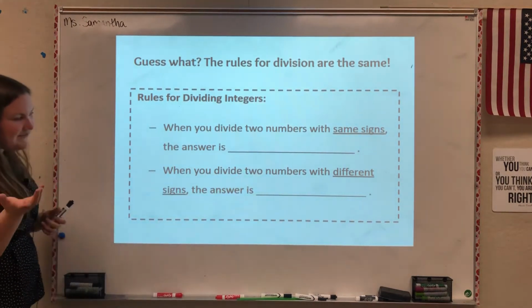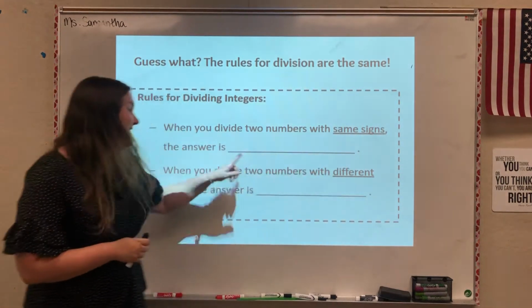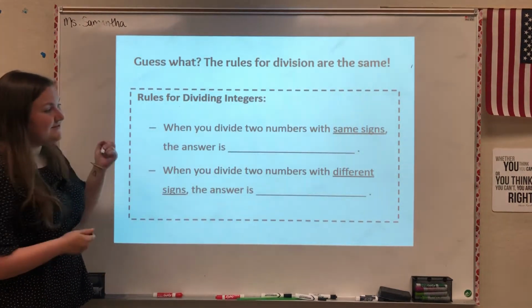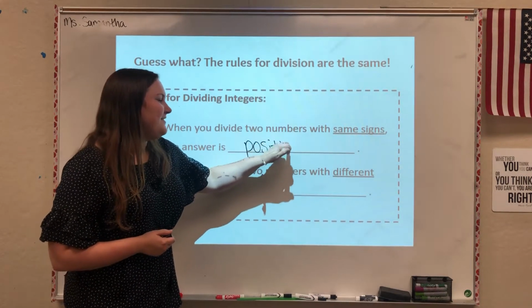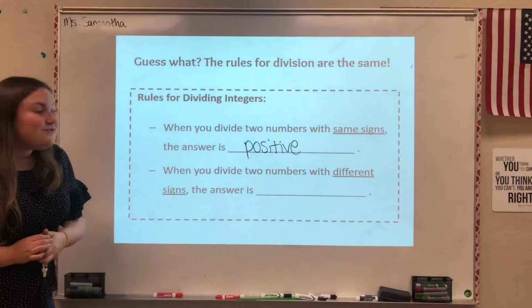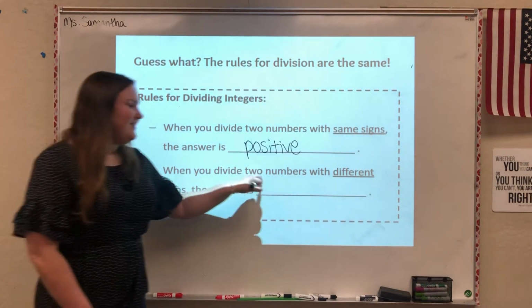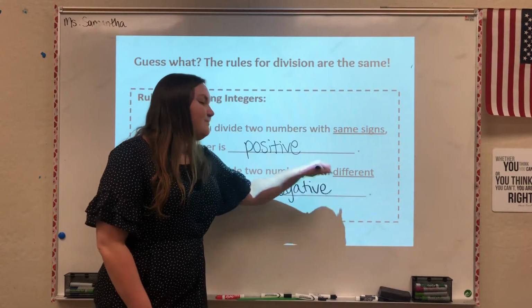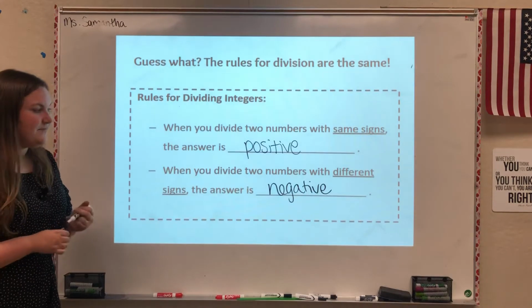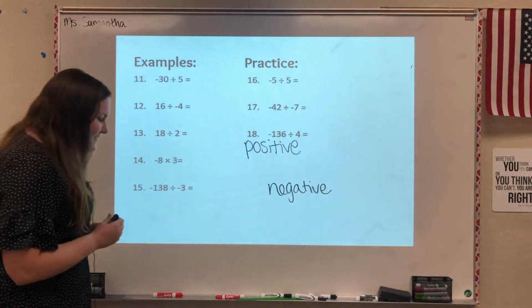So you could probably tell me then, when you divide 2 numbers with the same sign, the answer is positive. And when you divide 2 numbers with different signs, the answer is negative. Different signs with a division problem will give you a negative answer. So using those 2 rules, again, we've got some examples we'll look at.